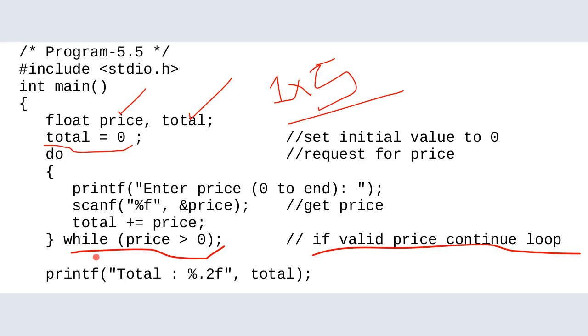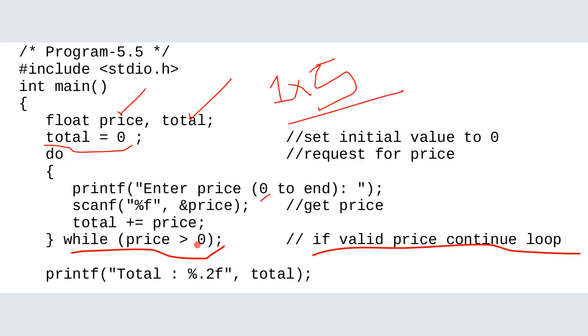So if you want to end this program, enter a zero. If you enter zero for price, this condition will be violated, because we are saying only allow the do to execute the statements if and only if the price is above zero. Even if you enter a negative value, it ceases to work, because the price has to be greater than zero. A negative value is less than zero, so it will stop working.